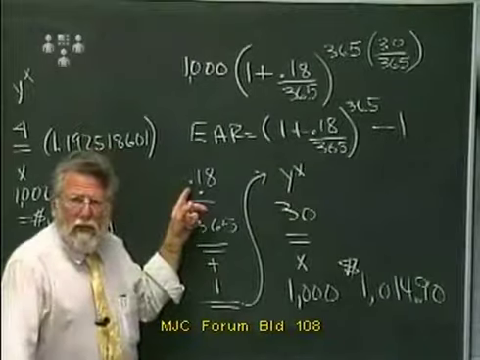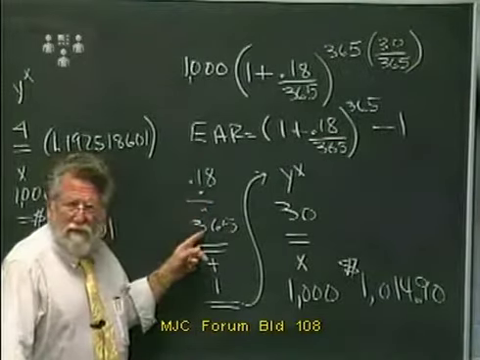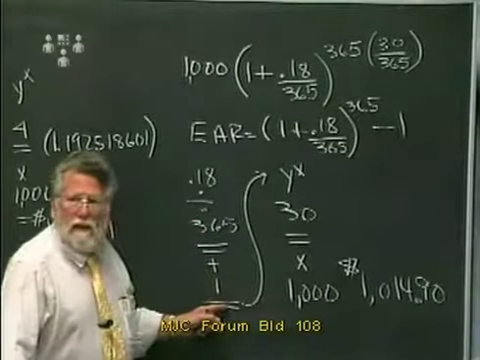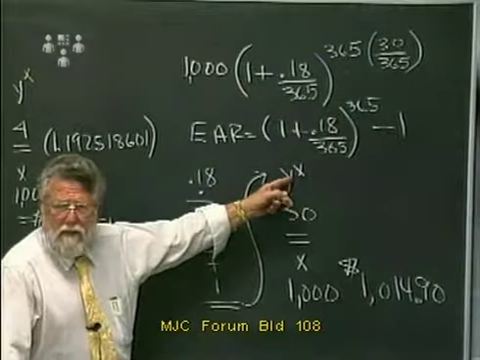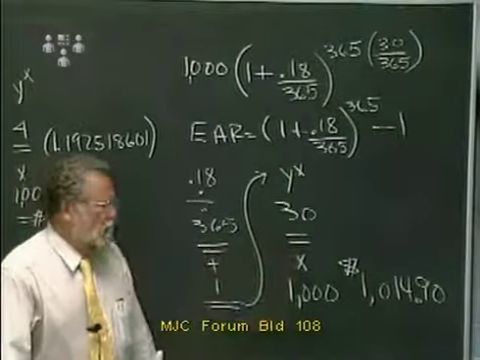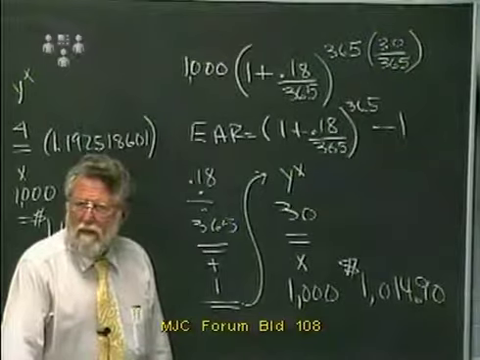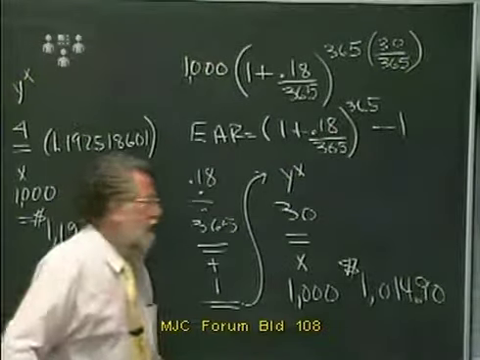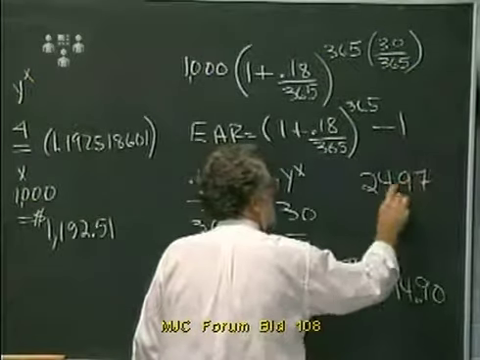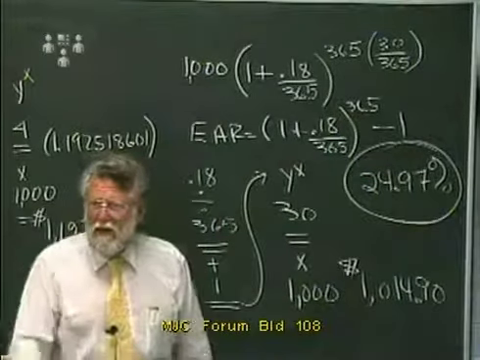Let's go through it. 0.18 divided by 365 equals, add 1 equals, your y to the x key, then 365 equals, and subtract 1. What is my effective rate? The effective rate is like a 24.97 interest rate.